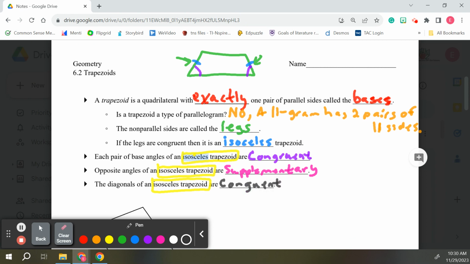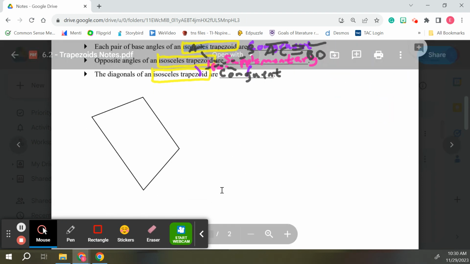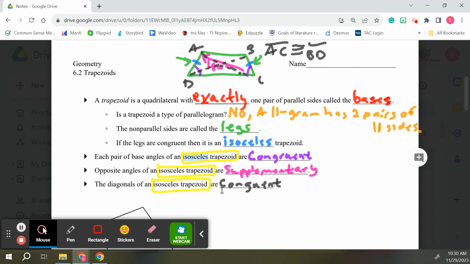So when they mean opposite angles, they're talking about this angle and this angle will equal 180 degrees. And these diagonals, if I called this A, B, C, D, we would state that AC would be congruent to BD. So just to reiterate some of these rules down here. Sorry, is anybody still copying this down before I move on?